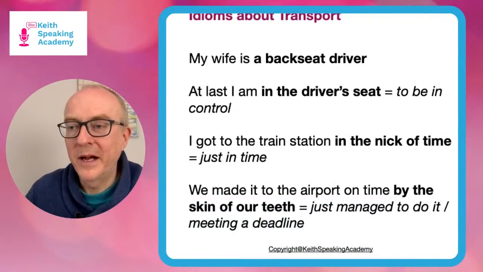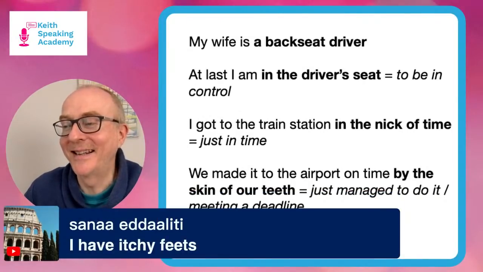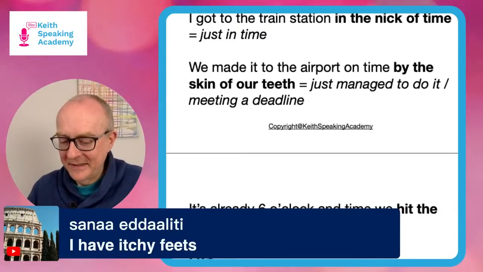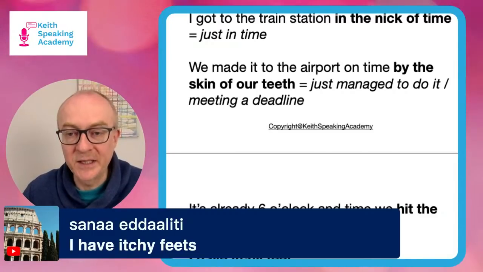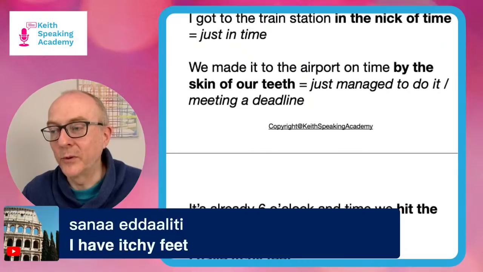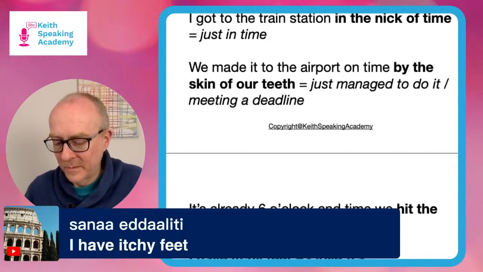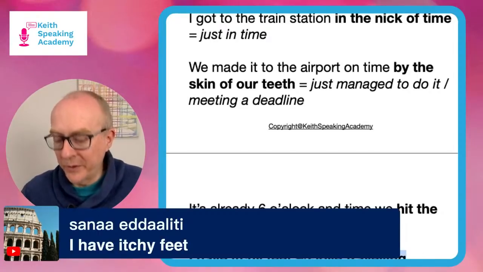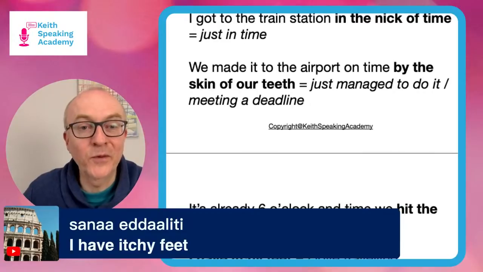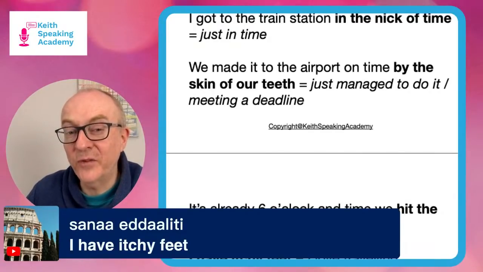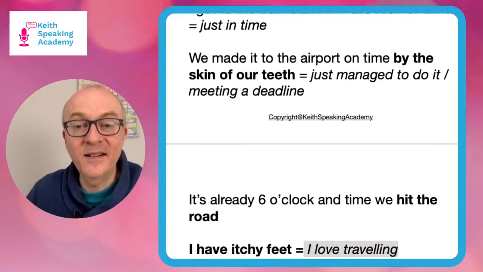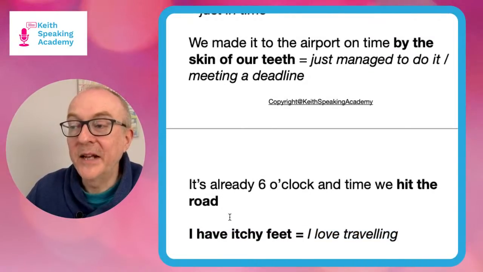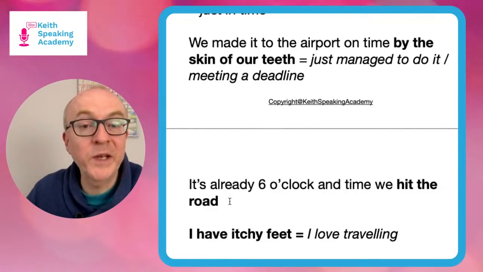Any other? I have itchy. Ah, yes, I have itchy feet. Itchy feet. That's a good one. In the singular, Sana, itchy feet means that you like traveling. When you say somebody has itchy feet, because remember, feet is already the plural, it means that I love traveling. So a lot of young people get itchy feet because they want to travel. In this time of coronavirus, a lot of people are getting itchy feet, right? They want to travel. They want to go on holiday. They want to visit the world, but they can't. So frustrating.